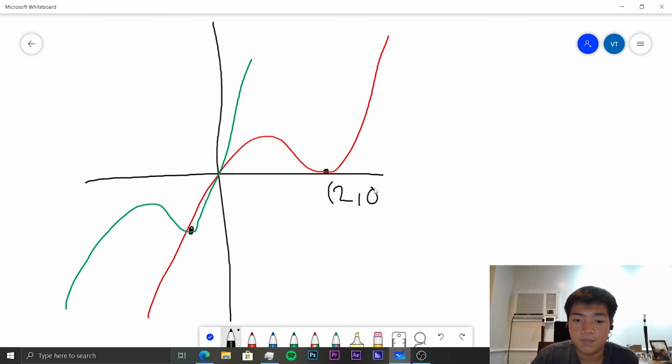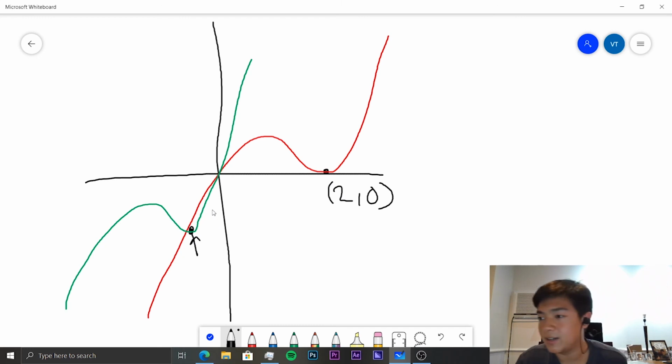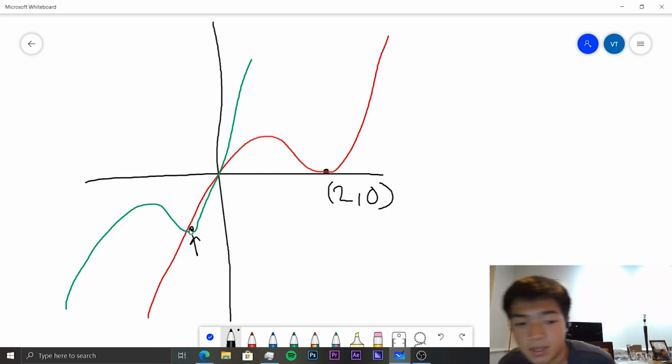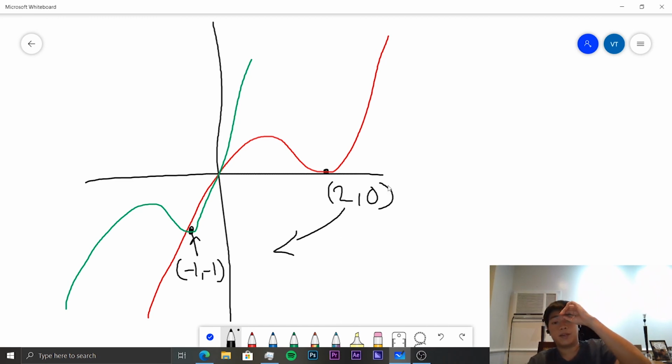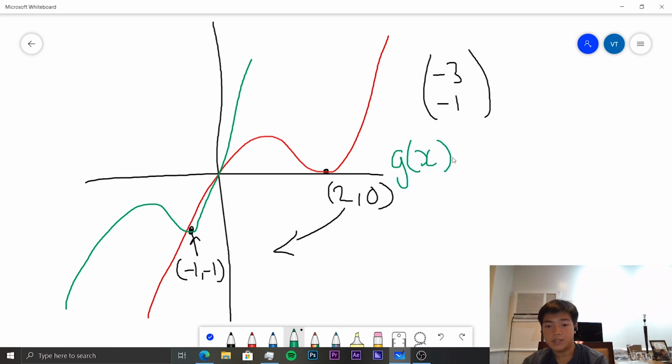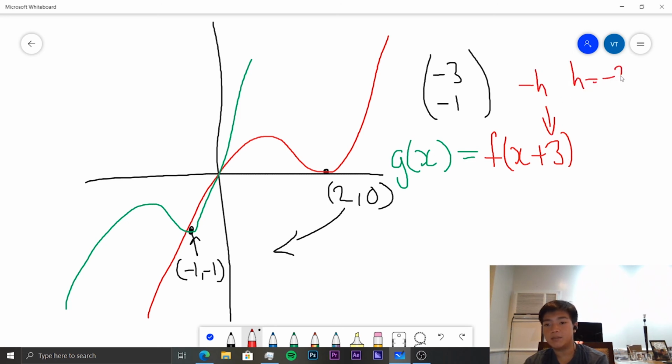This point over here is 2, 0, and this point over here, sorry, I just didn't draw the axes, but this should be -1, -1. And so we need to transform the point 2, 0 to the point -1, -1, and that will be the column vector of -3, -1. So to get g of x, we have g of x is equal to f of x plus 3, because remember this should be minus h, and h is equal to -3, so minus 3 is plus 3, and we need to subtract 1.